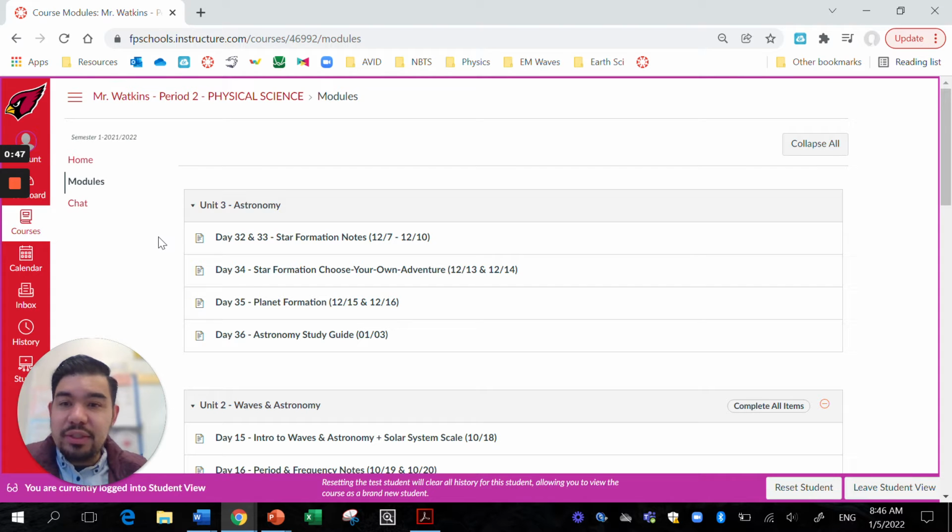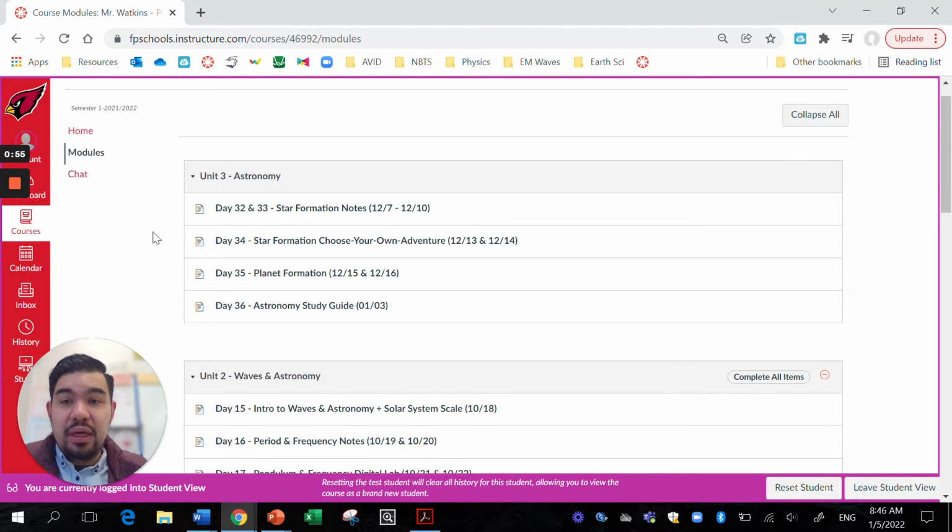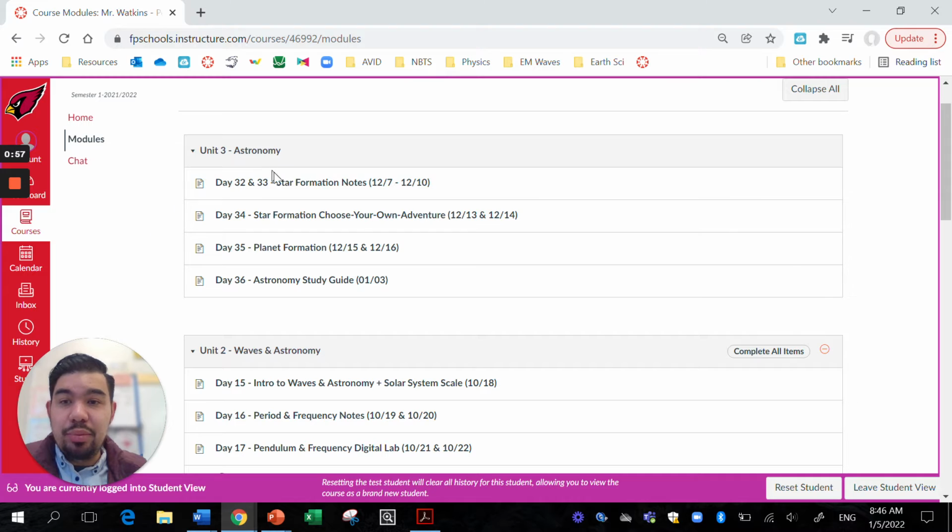Now, every single class, what we're doing is uploaded into Canvas, both the resources, the lessons, what have you. And it's organized into its component units. So you can see what we're doing in class organized by day and date.